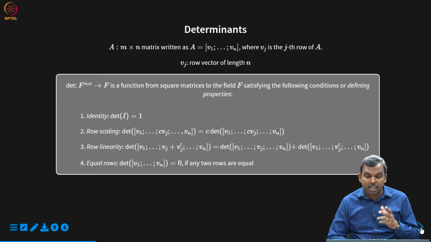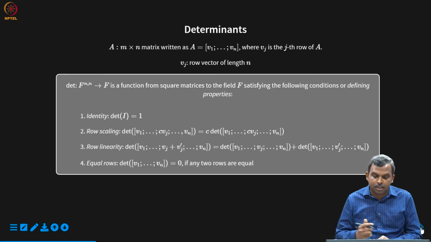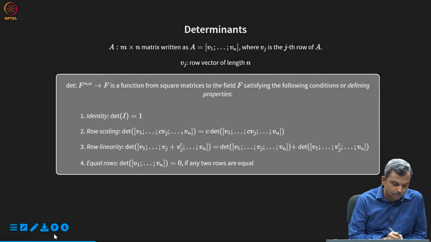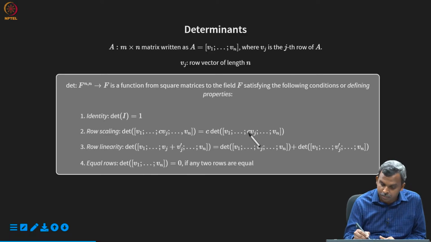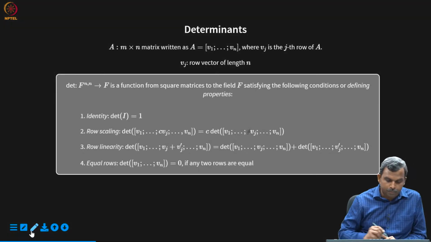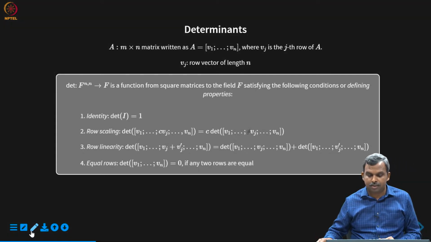The next one is row scaling. If I take a matrix and scale its row by C, I should get the determinant without the scaling. So there is a little bit of a bug here. Let me just remove this C. C should not be there. Okay, so it's a typo. Hopefully you see this relationship.